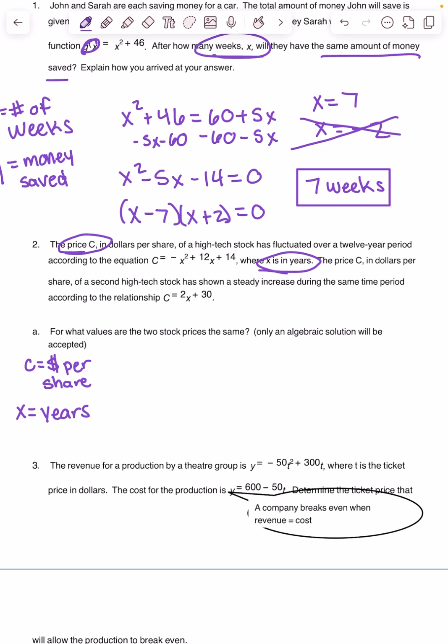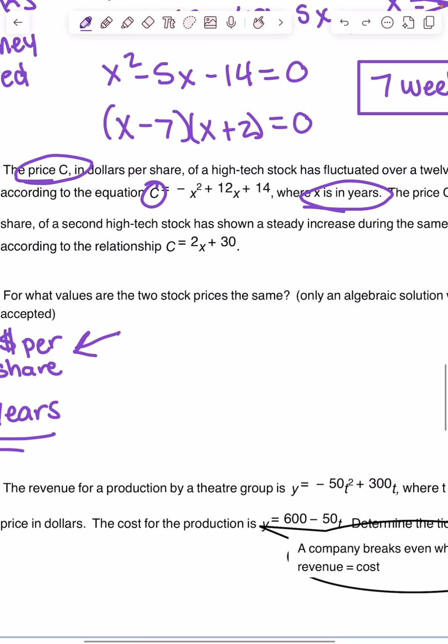And the price C dollars per share of a second high-tech stock has shown a steady increase during the same period according to the equation C is equal to 2x plus 30. For what values are the two stock prices the same? So this is saying for how many years will it take for our cost per share to be the same? We're doing the exact same process here. We're assuming that these two C values are the same, so we're going to set these two equations equal to each other.